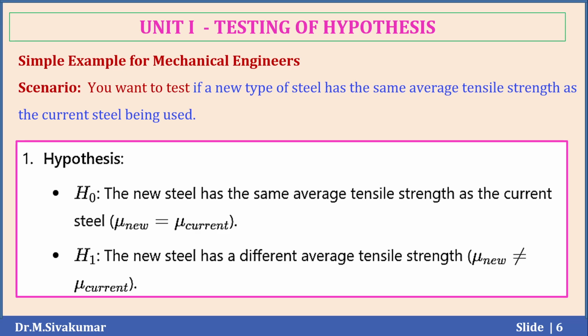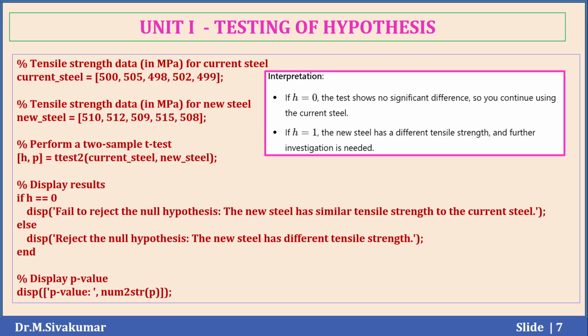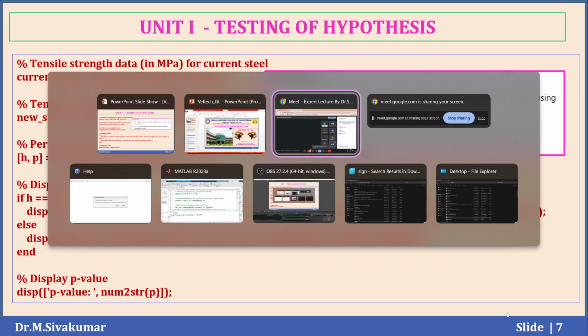This is the formula we are going to see, and this is the first one. What is the example for testing of hypothesis? The tensile strength data in MPa for current steel. So we are going to see the problem directly in MATLAB.